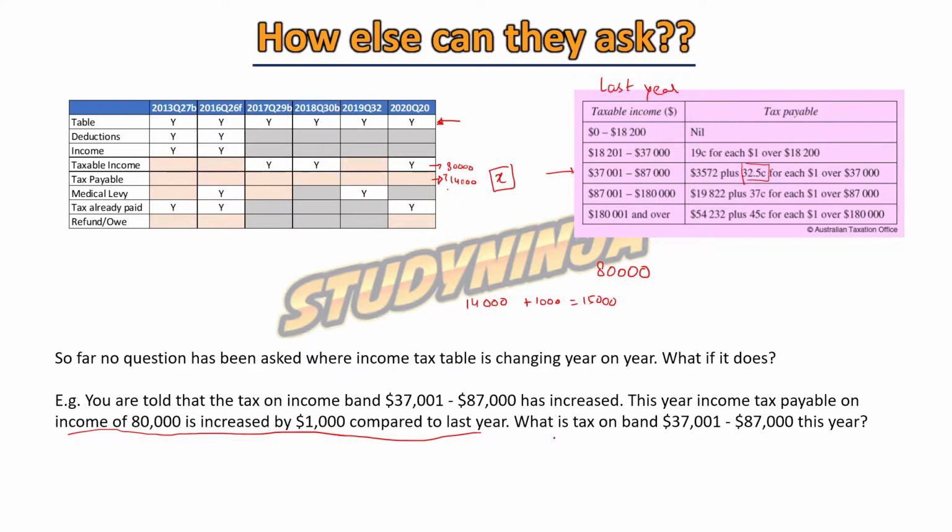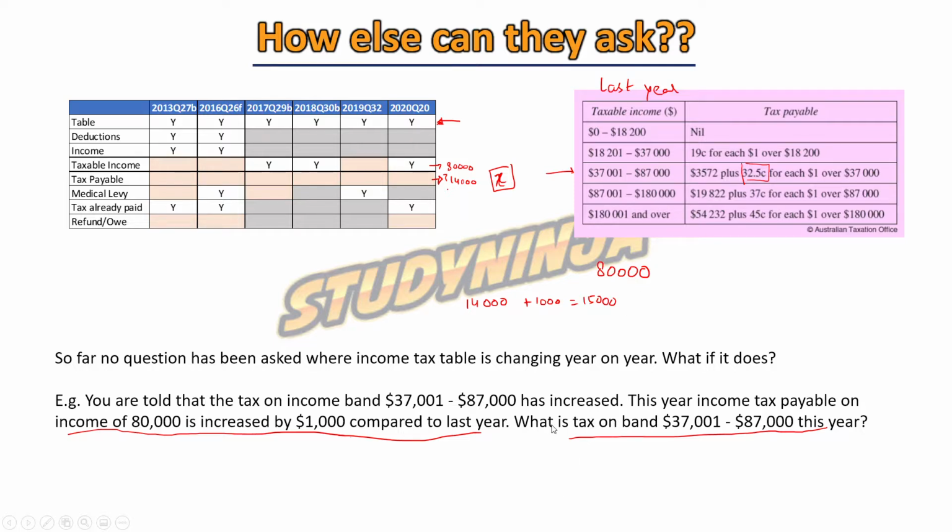Now you need to work backwards. Now they're asking, okay, now you know this, then work out what is the tax on this band. So you would need to work out what it is that on top of this, in this band, on top of this 3572, would be basically the tax rate. So what would be this X? So this would be a tricky way of asking, and that hasn't been done so far. So you need to be extra careful on these kinds of questions.